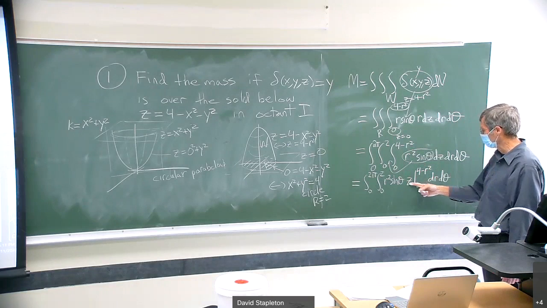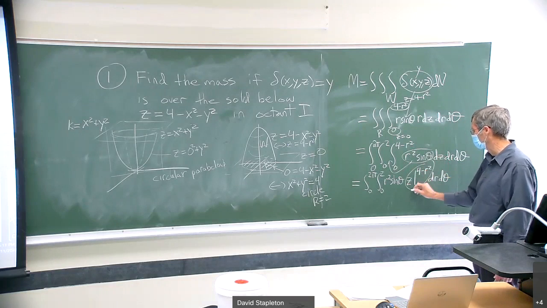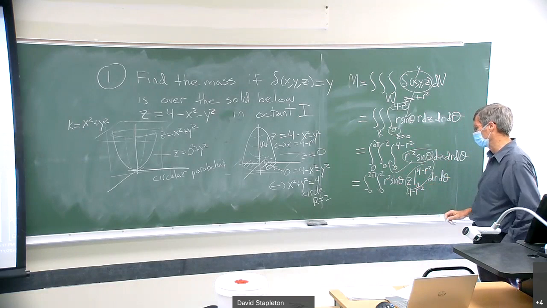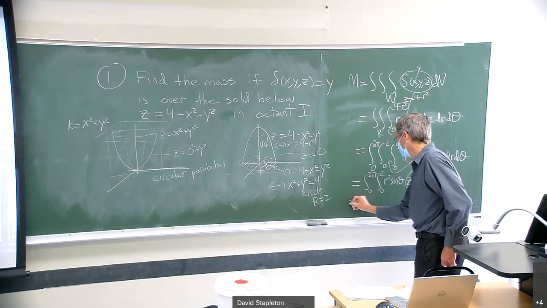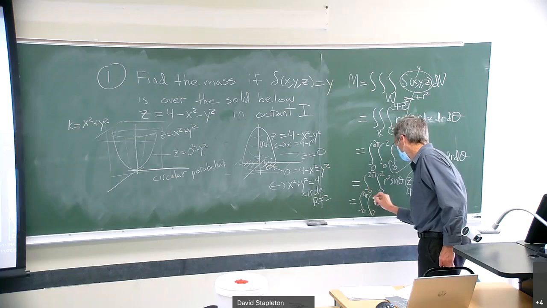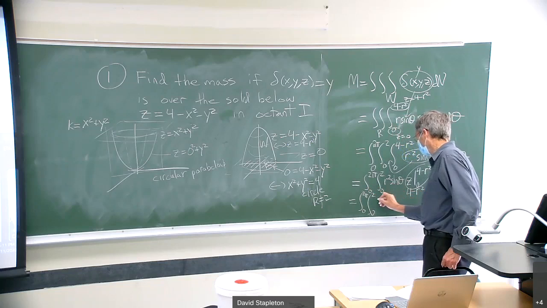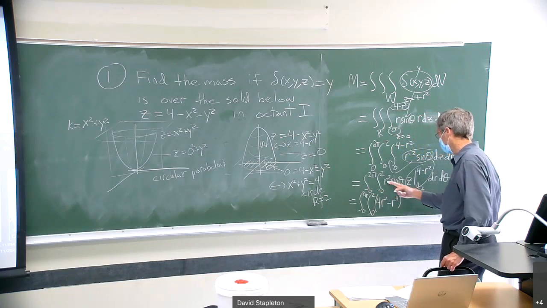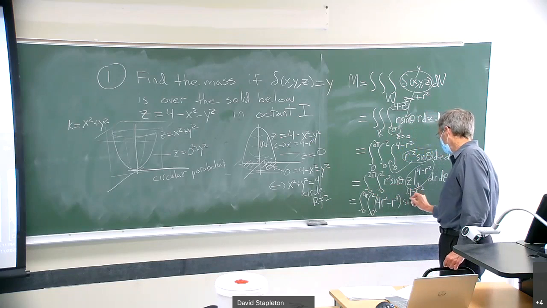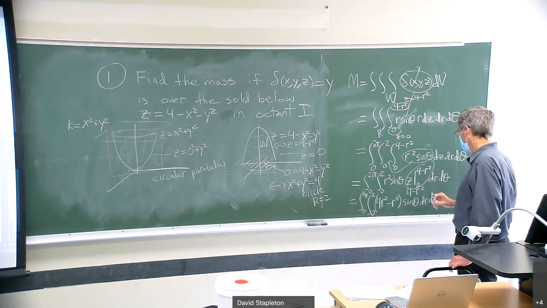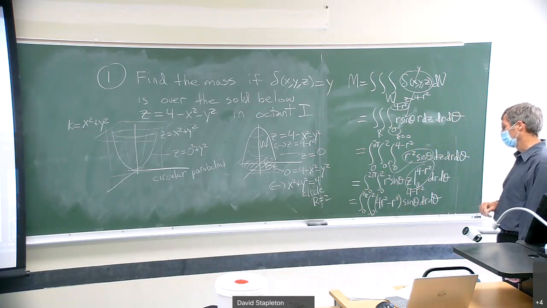Well, that's easy. If z is evaluated at these two endpoints, then this is just 4 minus r squared. So there's the integral. We have to do a double integral now. It's the double integral of theta going from 0 to 2 pi, r going from 0 to 2, of 4 r squared minus r to the 4th, multiplying this times this, all times sine theta dr d theta.